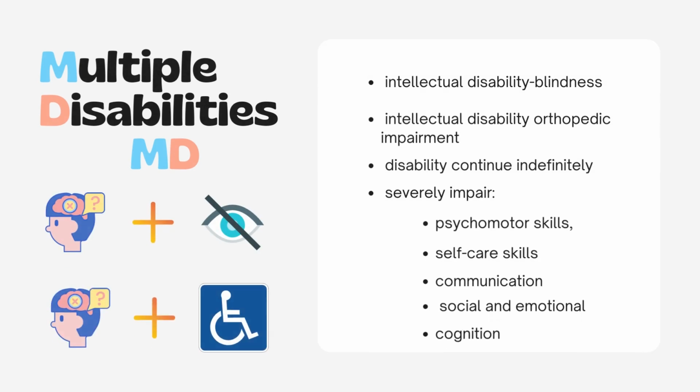Multiple disability has intellectual disability and blindness, or intellectual disability and orthopedic impairment. It is a disability that will continue indefinitely and may cause severe impairment in psychomotor skills, self-care skills, communication, social and emotional skills, and cognition.